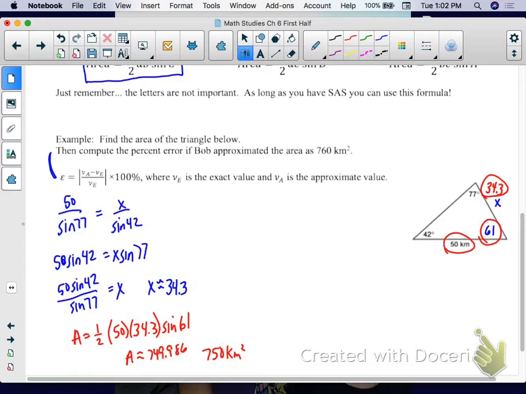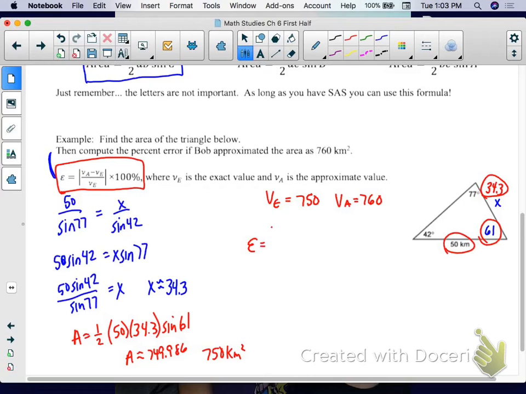Okay, so that is considered my exact value, even though I had to round it. That's my exact value. The approximate value is what Bob approximated it to be. It may or may not say the word approximate. It could say estimate or something like that, but it's not the value that was found, in this case, mathematically. So we're going to plug it into this formula right here. So that kind of funny looking E over there is my percent error, and that is actually a lowercase epsilon.